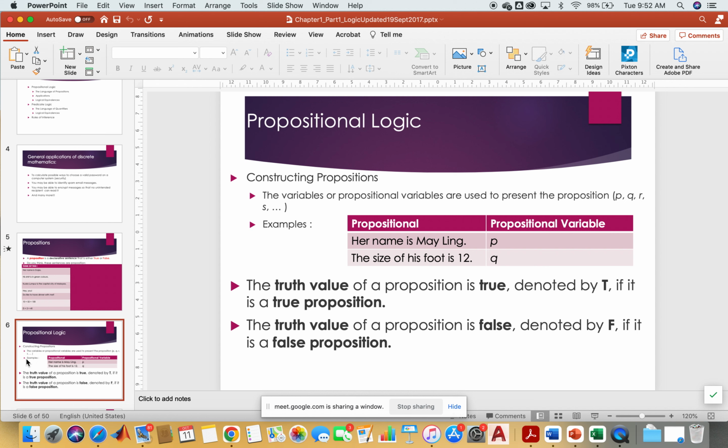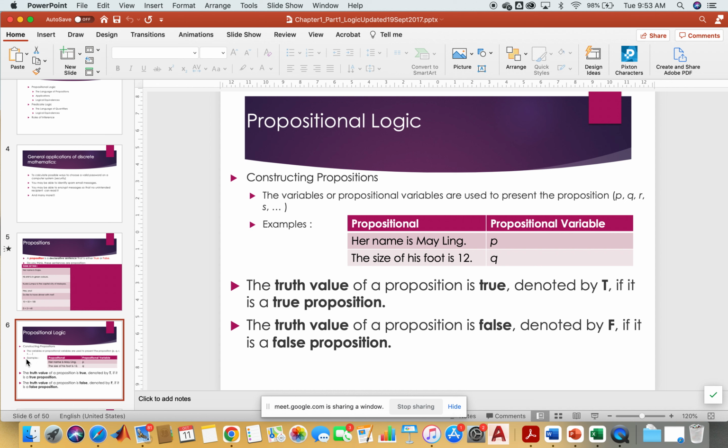We are actually giving variables to these statements. For instance, the statement "her name is Mei Ling", and we assign the variable P to this statement. And the next statement, "the size of his foot is 12", and we assign Q to this statement.